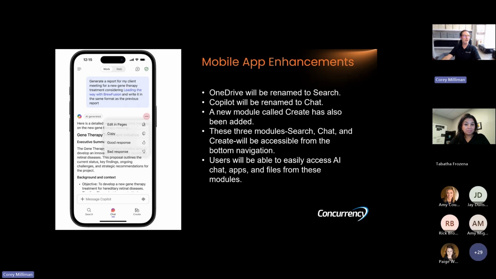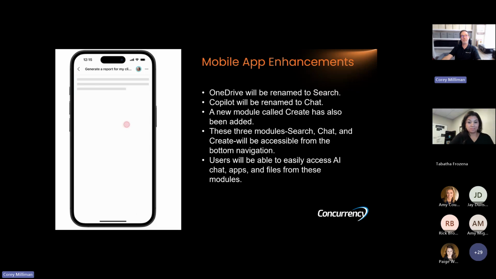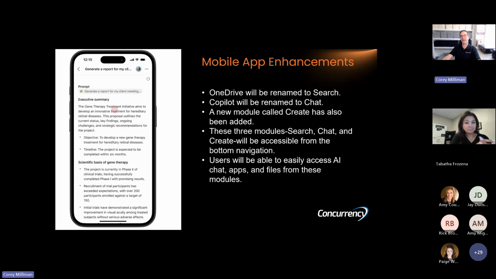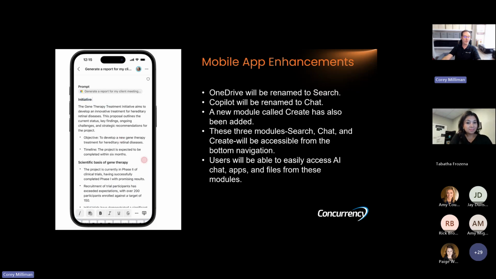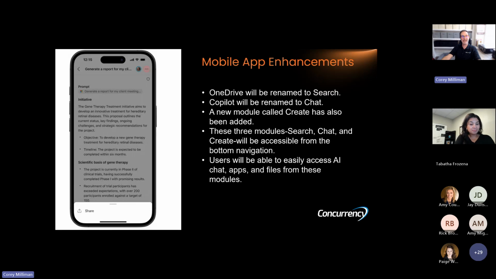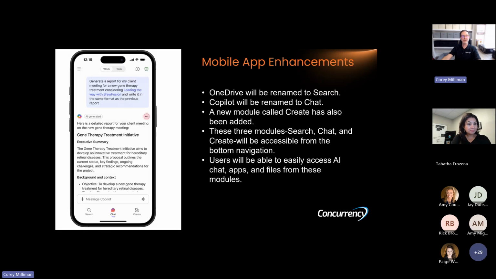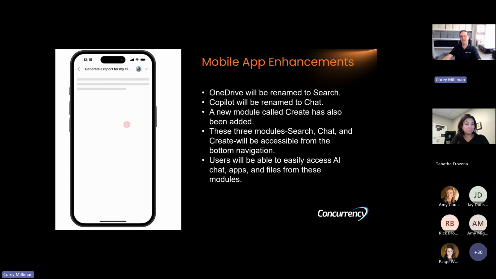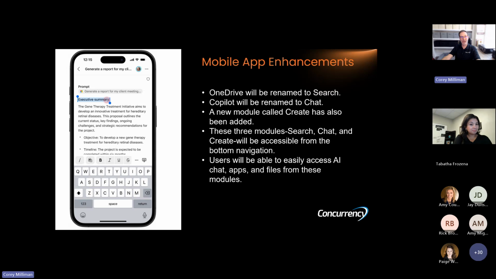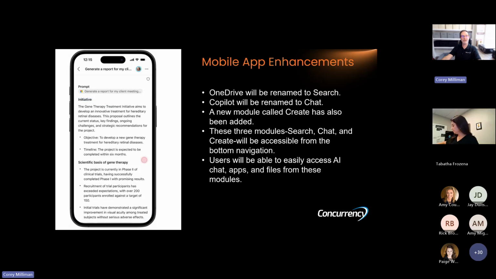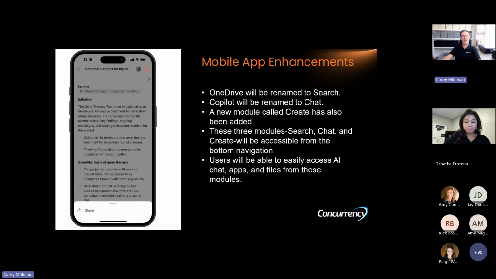On the mobile side, we are seeing that Copilot pages are going to be available in the mobile app as well. So this feature started rolling out in May. Depending on if you're an iPhone or Android, you may or may not see this. But again, you're going to see a simplified experience. OneDrive is being renamed to Search in the mobile app. Copilot, again, is being renamed Chat. And then there's a new module called Create. So these three modules are going to be pinned to the bottom of the Copilot app.